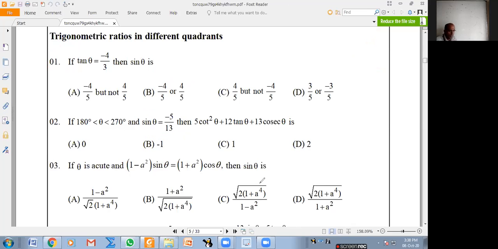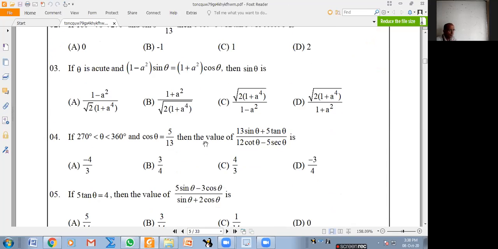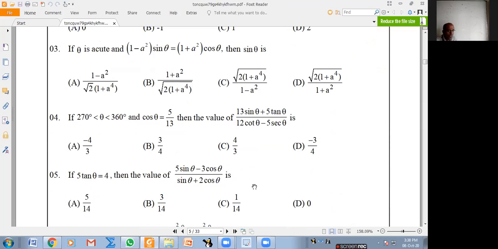Okay, let us look at the third question. You don't have to know which quadrant also, at least a plus or minus two options will come. Acute angle is mentioned here. Here they mentioned theta is acute. And when you divide by cos theta here and this 1 minus a square here, you will get tan theta is equal to 1 plus a square by 1 minus a square.